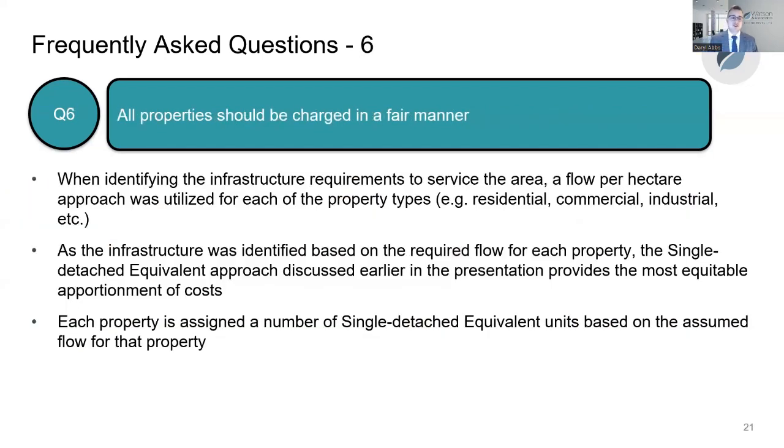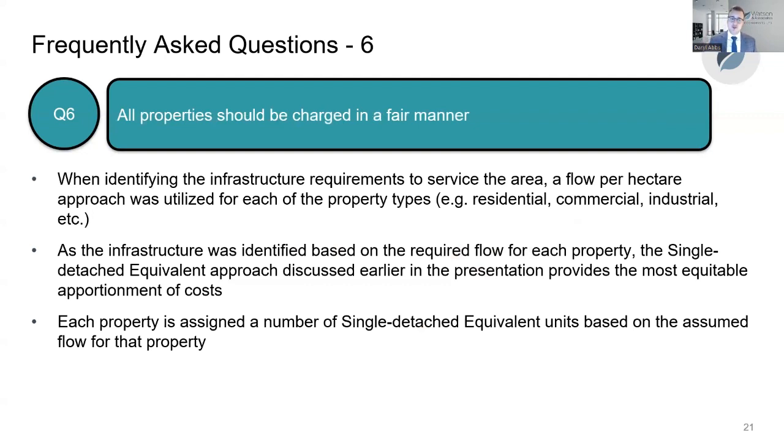So question 6, all properties should be charged in a fair manner. And so when identifying the infrastructure requirements and the capital needs to service this area, the engineers used a flow per hectare approach to identify how much flow is required for each of the different types of properties, residential, commercial, industrial, etc., to determine the sizing of the infrastructure required.